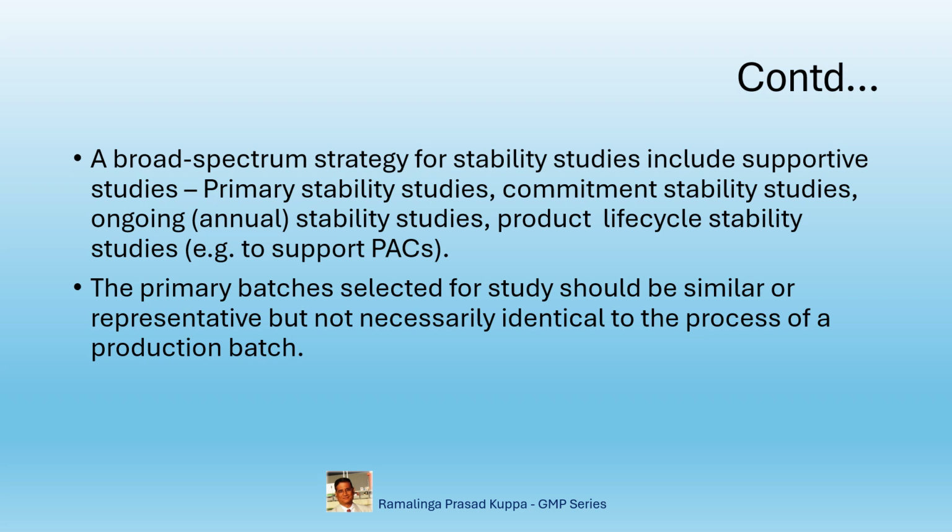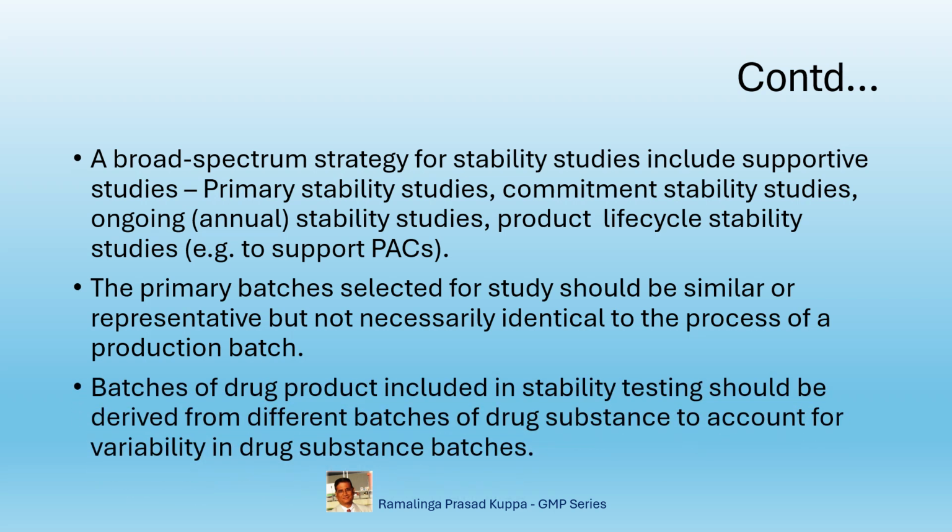For supportive studies, chemically synthesized drug substances should be manufactured by the same synthetic route. Changes to the manufacturing process parameters should be scientifically justified. Drug products should be of the same formulation and method of manufacture. Batches of drug product included in stability testing should be derived from different batches of drug substance to account for variability in drug substance batches.